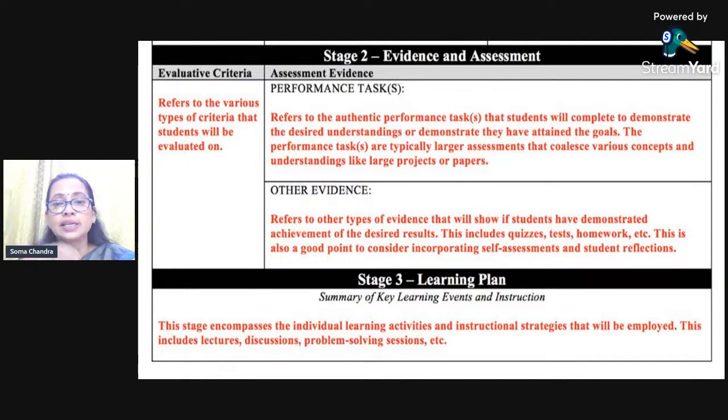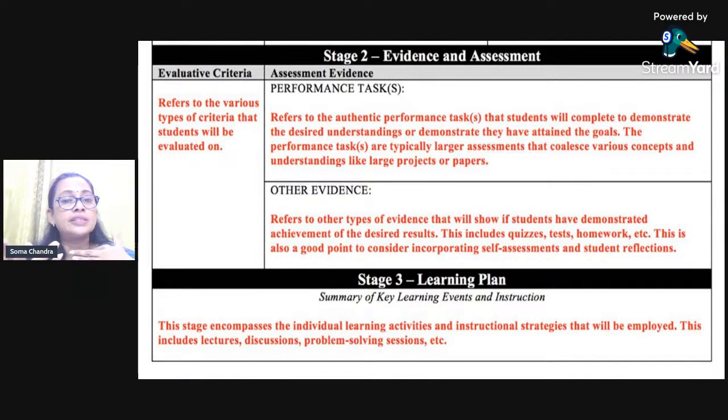Different types of assessment should be designed. Assess them in varied ways, give them remarks, give them feedback. It's not mandatory to write marks all the time. Your verbal and non-verbal feedback is also very, very important. Even your formal and informal feedback is also very important.